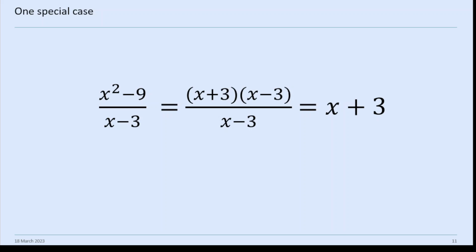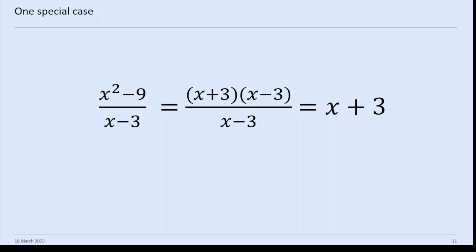Here's a special case. x squared minus 9 over x minus 3. So x squared minus 9 is a classic example of a difference of two squares. So x squared minus 9 equals (x plus 3) times (x minus 3), because if we multiply out (x plus 3) times (x minus 3), we get x times x, which is x squared, plus 3x minus 3x just cancels, and then you get plus 3 times minus 3 is minus 9. So x squared minus 9 over x minus 3 is (x plus 3)(x minus 3) over (x minus 3). The (x minus 3)s cancel, we divide top and bottom by x minus 3, so we're just left with x plus 3.